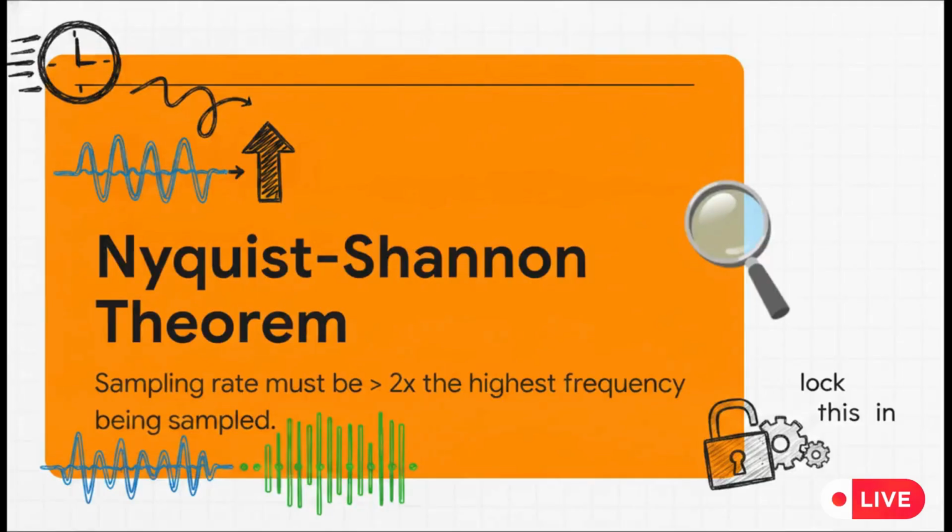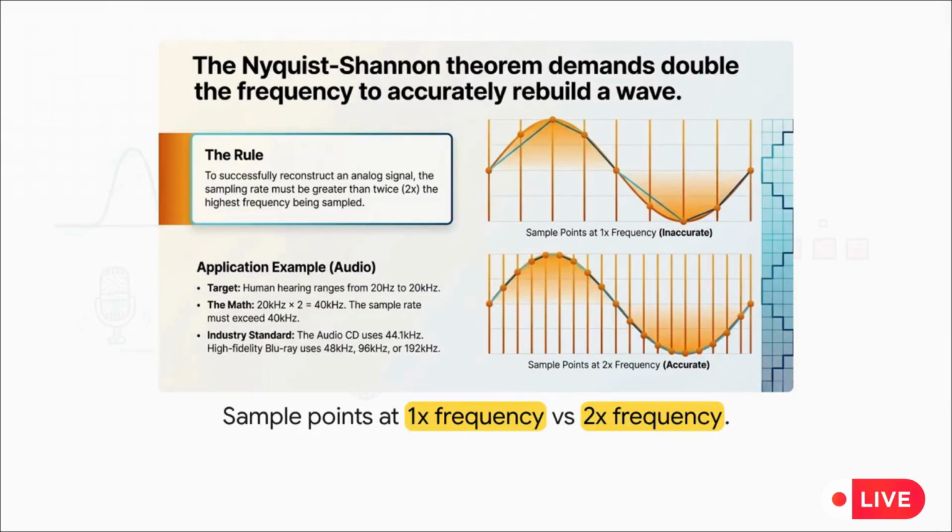But how fast do those snapshots actually need to be? Well, to ensure mathematical accuracy, we rely on the Nyquist-Shannon theorem. And hey, listen up. This is a critical concept for the exam. The theorem strictly states that your sampling rate must always be greater than twice the highest target frequency you're trying to capture. This theorem is literally a law of physics.